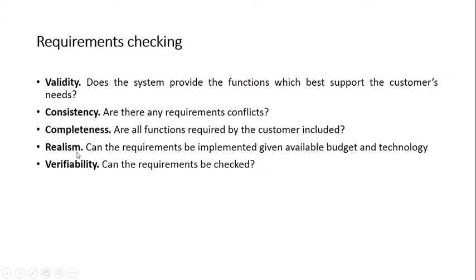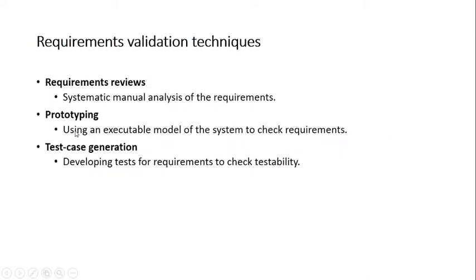Realism. Is it practically implementable within the given constraints? Verifiability. Can the requirements be checked? Are we able to check the correctness of those requirements? Verification is an intermediate step, as I have told you, while validation is performed at the end, that is testing. In verification we keep checking after each and every phase whether we are proceeding in the right direction to achieve the major goal or objective. So this is what verifiability is. We check for validity, consistency, completeness, realism, and verifiability.